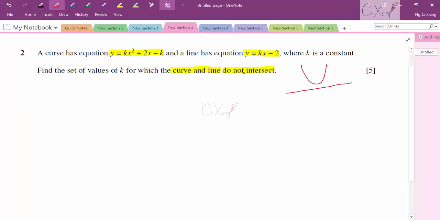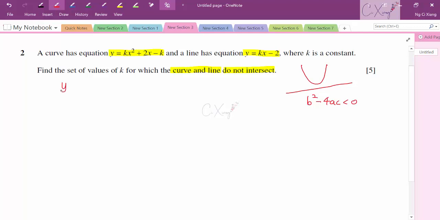And when they say this curve and line do not intersect, generally we can apply the concept of discriminant, where no intersection point means no root for the equation. So we are having b squared minus 4ac, which is smaller than 0. All right, no intersection point means the discriminant will be smaller than 0. So we are going to use this concept to solve this particular question.